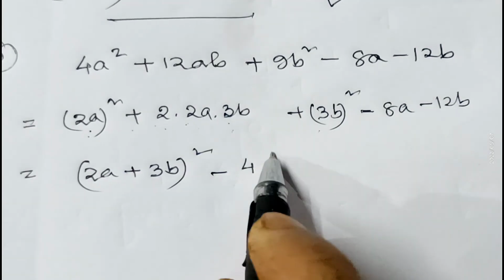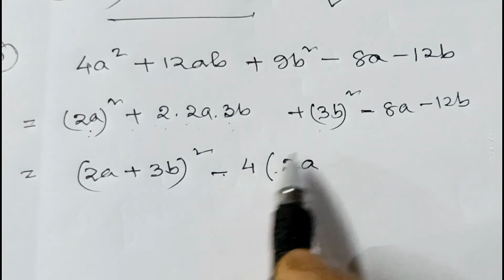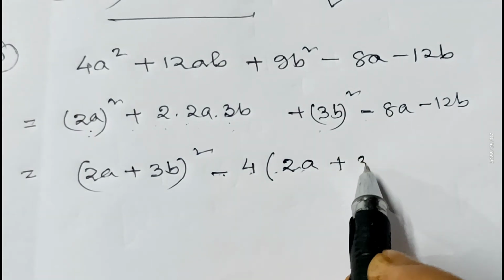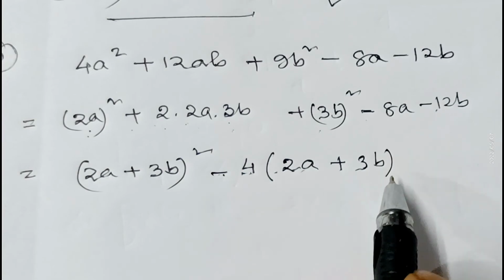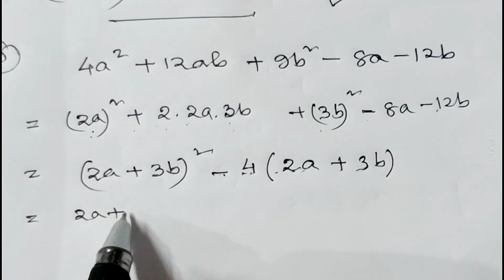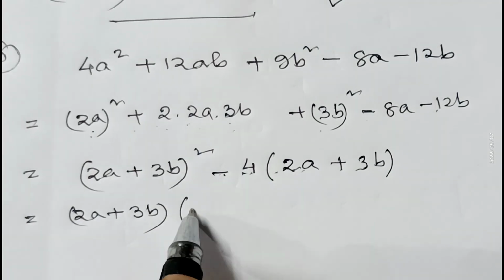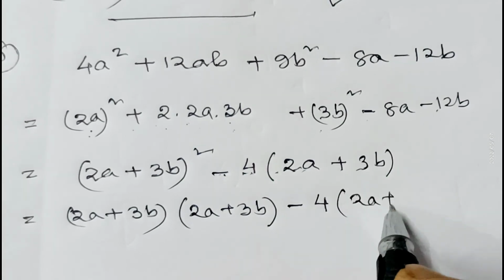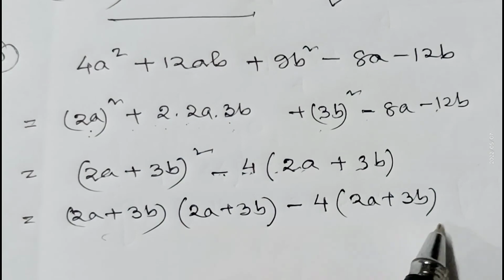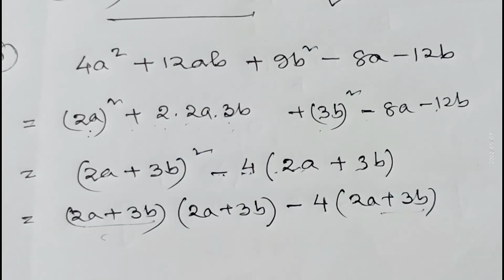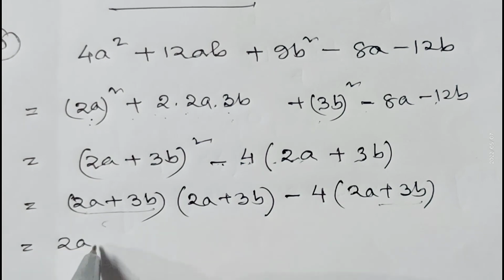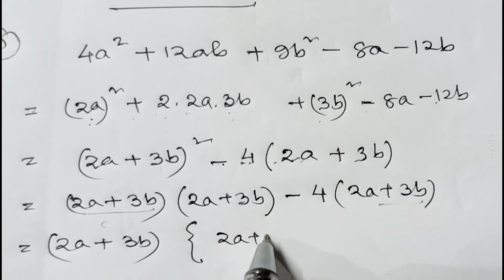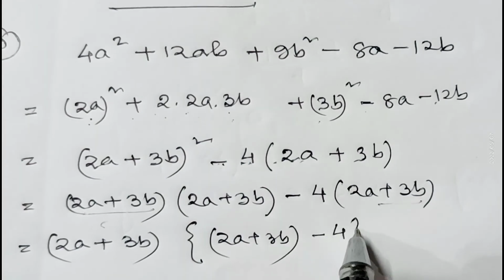If I take minus 4 common, it will be twice a, plus, since minus is taken common, 3b, because 4 threes are 12. So it will be twice a plus 3b. Since square is there, we can write twice a plus 3b into twice a plus 3b, minus 4 times twice a plus 3b. Now if you see the first term and the second term, twice a plus 3b is common. Since it is common, we can write twice a plus 3b, then this one is left, so it will be twice a plus 3b minus 4.